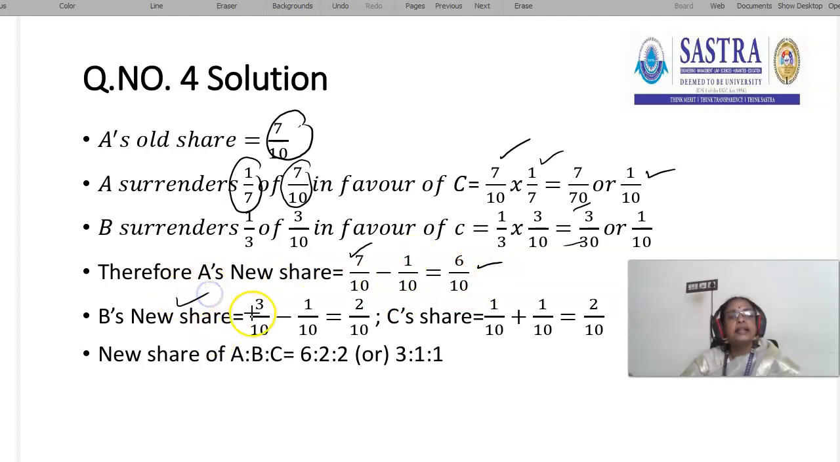B's old share is 3 by 10. He surrenders 1 by 10. And so, his new share is 2 by 10. C's share: he gets 1 by 10 from A and 1 by 10 from B, and so 2 by 10. The new shares of A, B and C are 6 is to 2 is to 2. If we simplify, we will get 3 is to 1 is to 1.